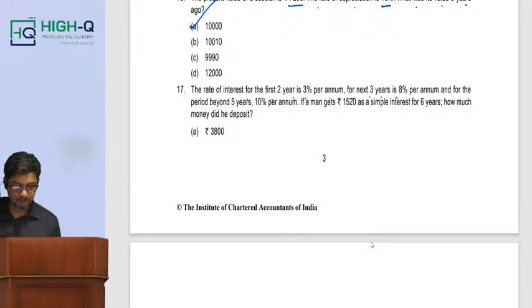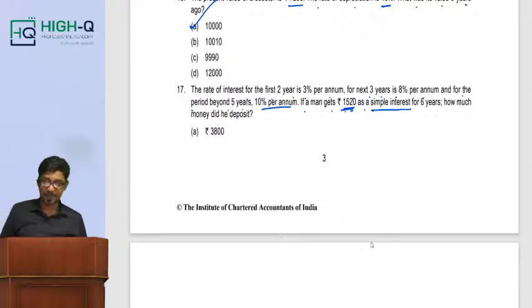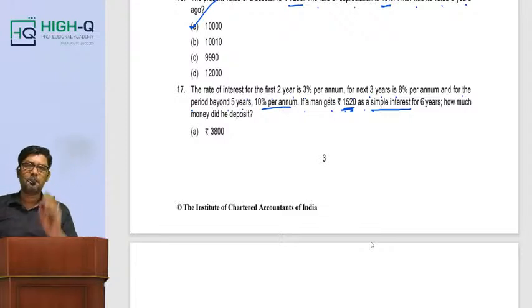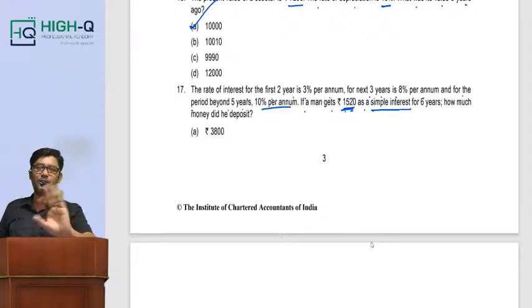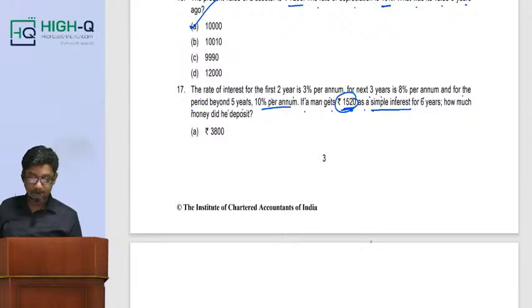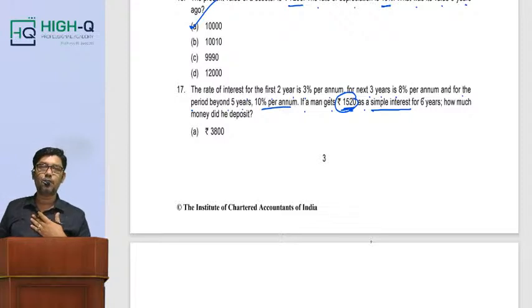Yes. Now, the rate of interest for the first 2 years is 3% per annum, for the next 3 years is 8% per annum, and for the period beyond 5 years is 10% per annum. If a man gets 1,520 rupees as simple interest for 6 years, how much money did he deposit? My dear children, don't use the formula, don't waste your time. This is based on simple interest, right? And how much interest do you want? 1520. Simply follow what I'm saying.